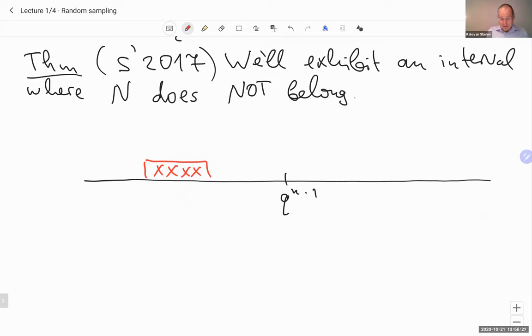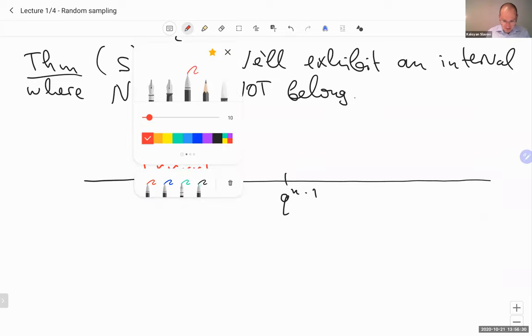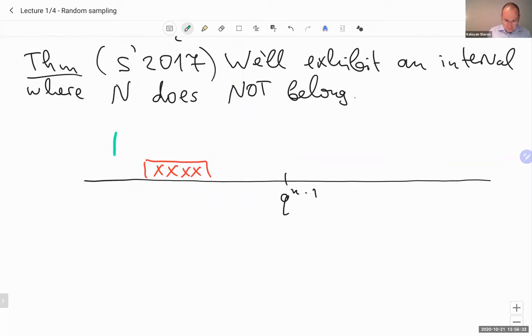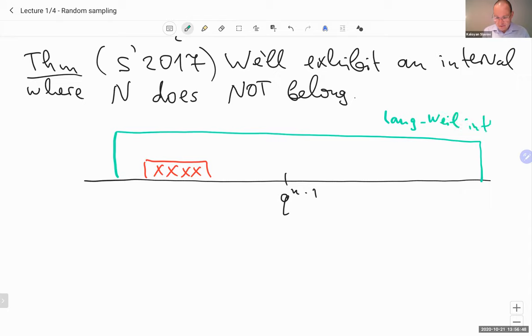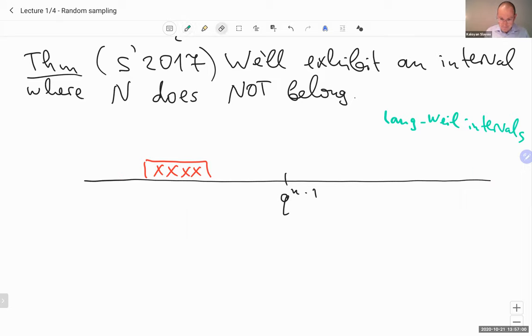Now our interval, interestingly, actually overlaps. We are going to prove this only using the Hasse-Weil bound. And then we look at what is known in the literature. We look at the Lang-Weil intervals in the literature, and we see that for a certain range of Q, our interval is contained in the known Lang-Weil intervals. Or actually, for large Q, our interval, so this is the picture for Q large.